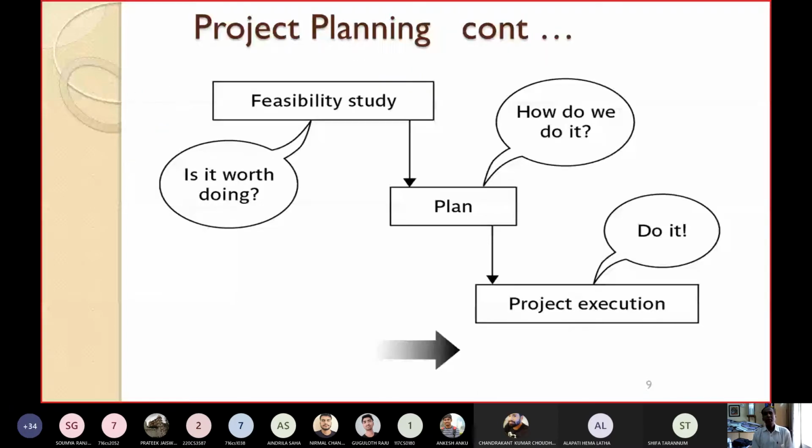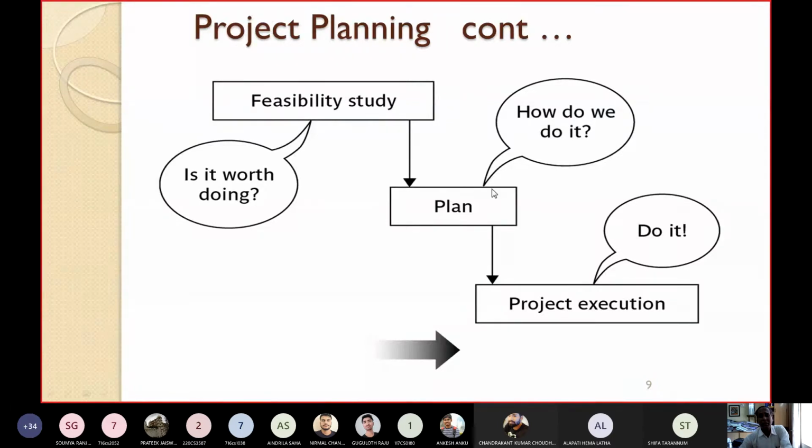Let's see what the different activities are that come under project planning. Three important activities: first, you perform a feasibility study, then make a plan, then execute the project. In the feasibility study, you have to ask whether the project is worth doing. If I take up the project, will it be technically, financially, and operationally feasible? Is it worth doing? If yes, then you go to the next phase. The next activity is planning. How do we develop the project? Make an initial plan. This is called project planning.